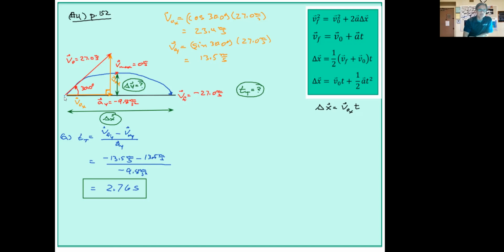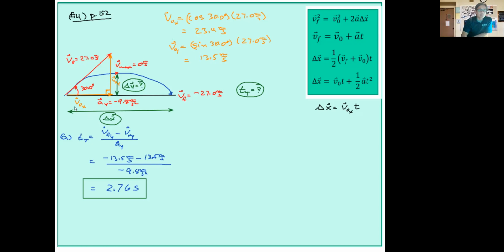So my V initial on the Y will be here, and my V final on the Y will be right here as well. Now we know what V final on the Y is because, based on what we know about this type of motion, this is symmetrical motion. And so therefore, the velocity initial and the velocity final here will be exactly the same, except they'll be in the opposite direction. Okay.